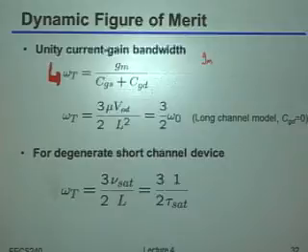Yeah, okay, so you just said the gm is basically proportional to 1 over the length, right? And the capacitance is proportional to the length. So in other words, if you decrease the length, the gm goes up and the capacitance goes down, right? So you get an L squared.